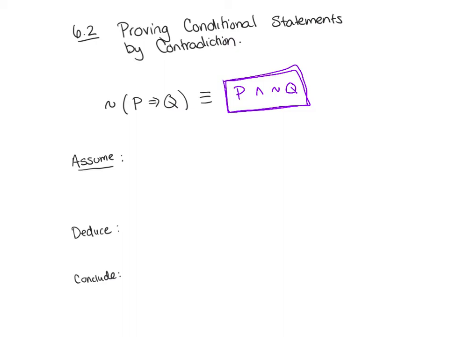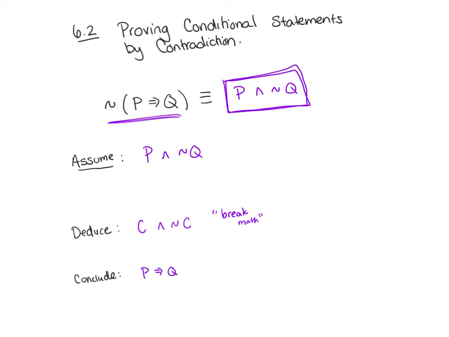In order to do a proof by contradiction on a conditional statement, I'm going to assume the negation of P implies Q. So I'm going to assume P and not Q. I'm going to deduce some contradiction, C and not C. So I'm going to break math, find out something that's wrong here. And then we'll conclude that it's impossible for P implies Q to be false. Therefore, it must be true that P implies Q is true.